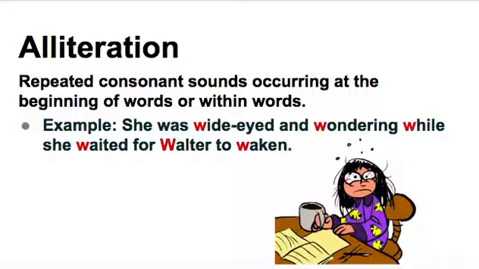So those are the repeated consonant sounds occurring at the beginning of words or within words. It could be either way. So we have, she was wide-eyed and wondering while she waited for Walter to waken. This makes me think of a little bit of Breaking Bad, if you've ever seen that. Walter White. A lot of superheroes will have alliterative names. Clark Kent, moments like that. So they just stick in your mind a little bit more. It's kind of a marketing technique for authors if you think about it.